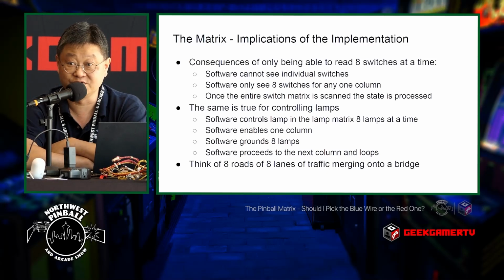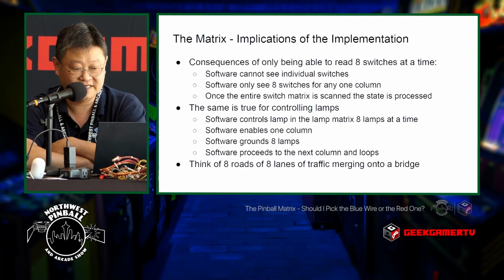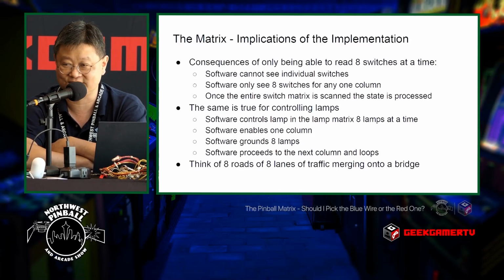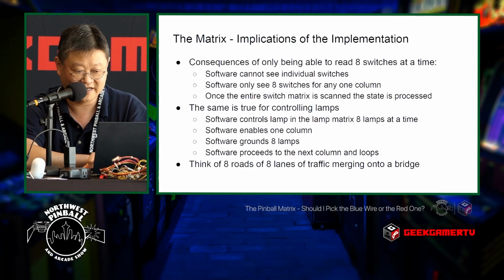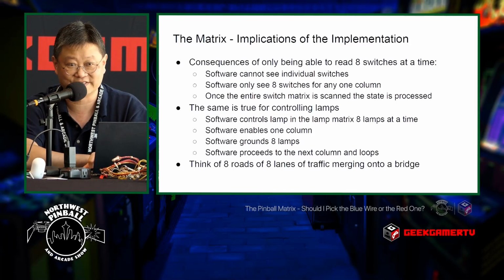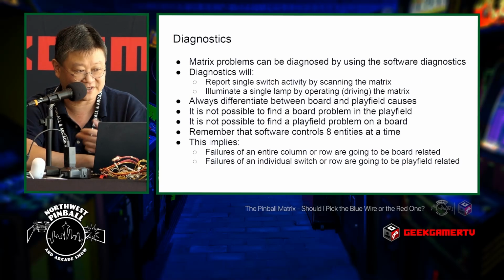So this is also true with lamps. The software will enable 8 lamps in a column and then choose to ground whichever of the lamps it wants on, 8 at a time. Disable that column, go to the next column, ground those 8 lamps. It's exactly the same. It's the nature of the way the matrix works. 8 at a time, 8 at a time. And there's that final. Think of 8 roads of 8 lanes merging onto a bridge. It's the same thing if you want to think in concrete terms.